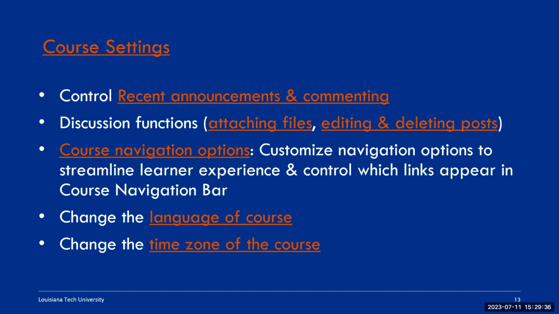Also in settings is course navigation options. This is where you customize what appears in the course bar next to your global navigation bar. So in your course navigation bar, you will have links there and you can control what your learners see. For me, I turn off pages, I turn off quizzes, and I turn off assignments because I want my learners to go directly into the module and navigate through the module to the pages with the content and then directly into the assessment of learning. All of that is controlled in your course navigation options. You also have the ability to change the time zone of the course and the language of the course.